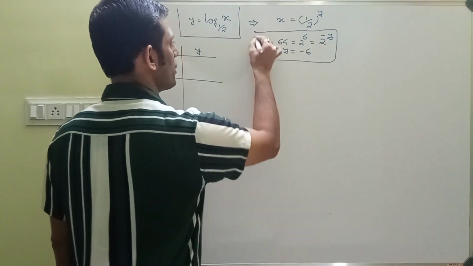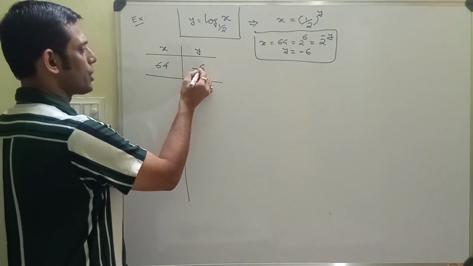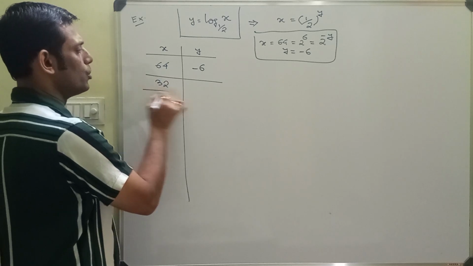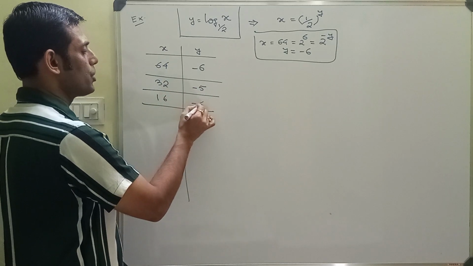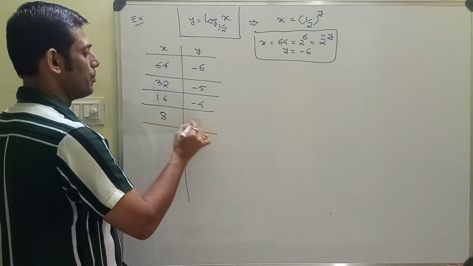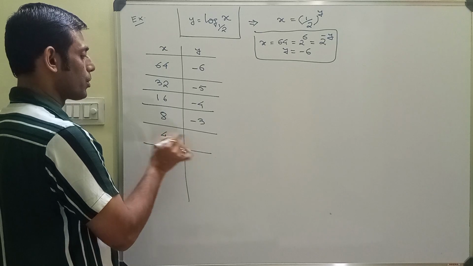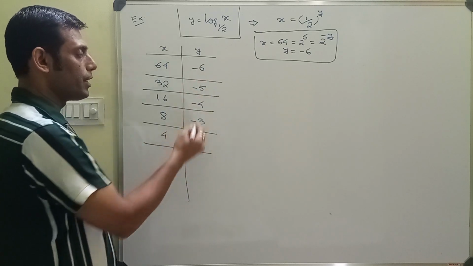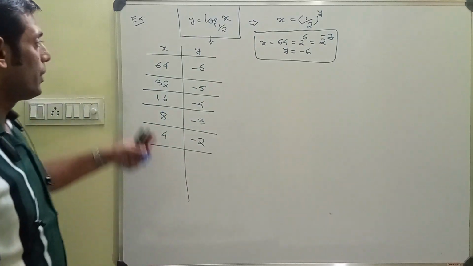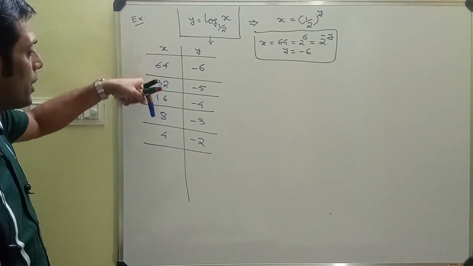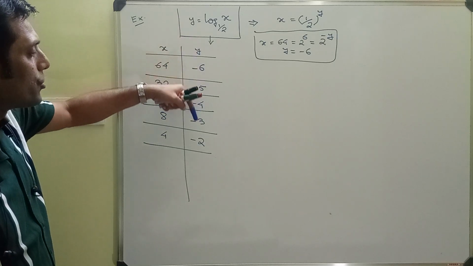This is how we evaluate the corresponding values of x and y. So this y should be minus 6. Similarly, at 32, you'll find minus 5. At 16, you'll find minus 4. At 8, the y value is minus 3. At 4, it is minus 2. See how linearly it is decreasing, and these are log values here. When x values are exponentially decreasing, you see the log values are linearly changing.